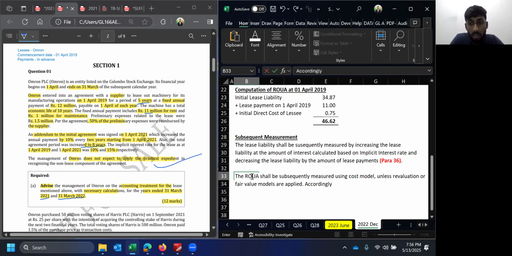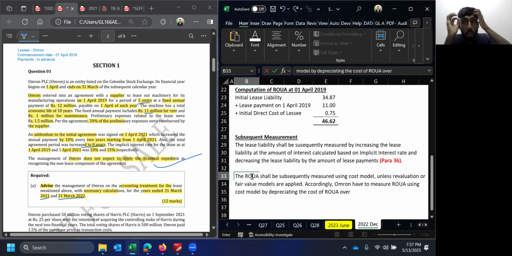Accordingly, Omron has to measure the right of use asset using the cost model by depreciating the cost of the right of use asset over, now here a question comes, over the lease term or over the useful lifetime. What do you think? Whichever is lower.